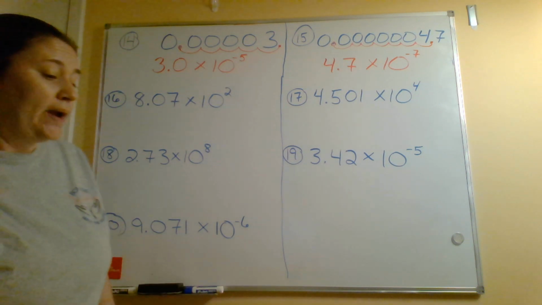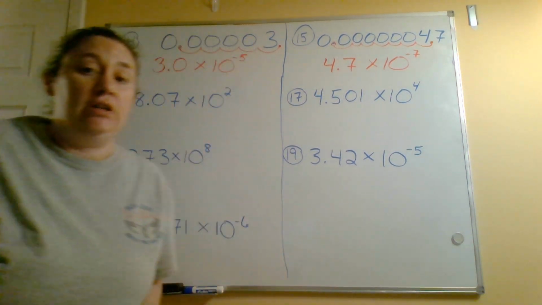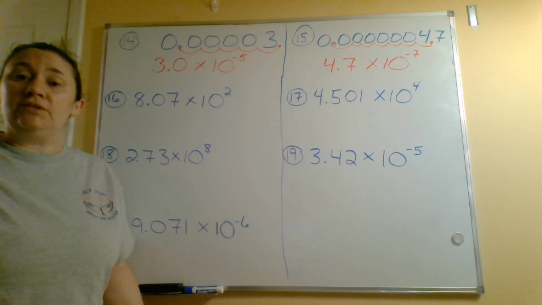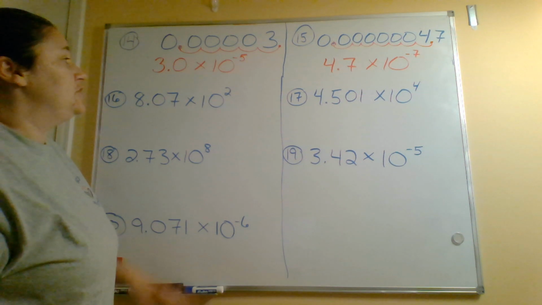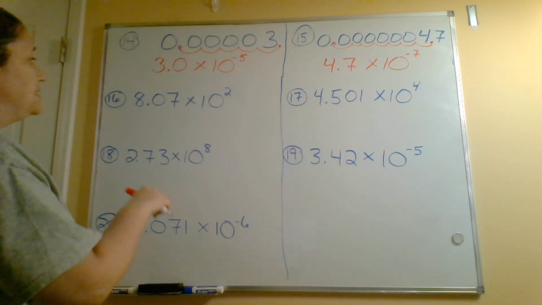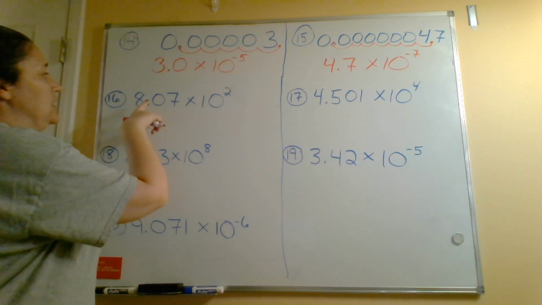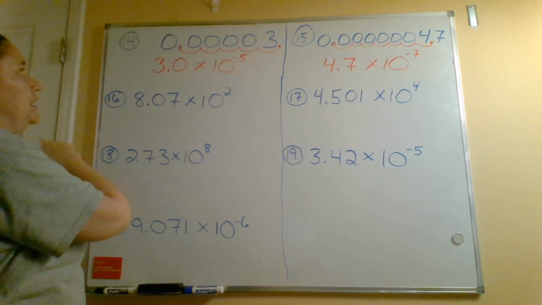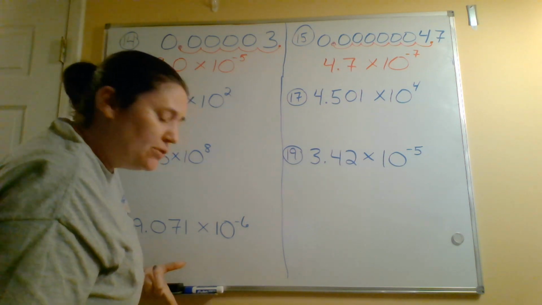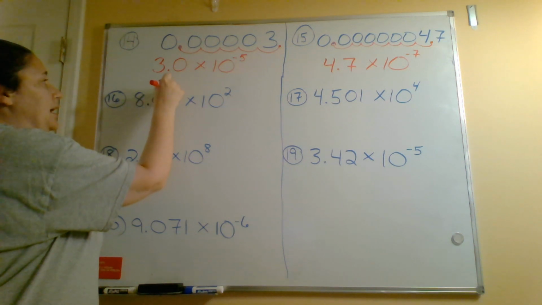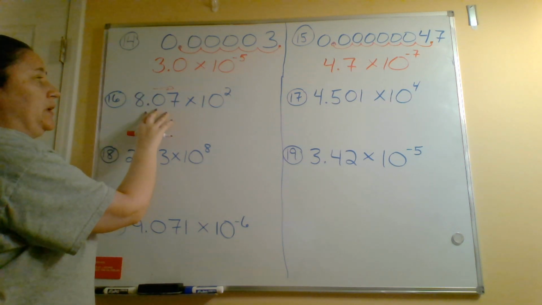This number is already in scientific notation. The directions say to write it in standard form. That means to write it as a real number. So we have to do the opposite of what we did in the last section. Instead of moving the decimal point to the left, like we did in numbers 11 through 13, we're going to have to move the decimal point to the right so that this number gets bigger.